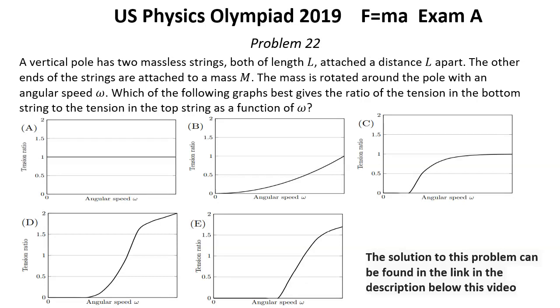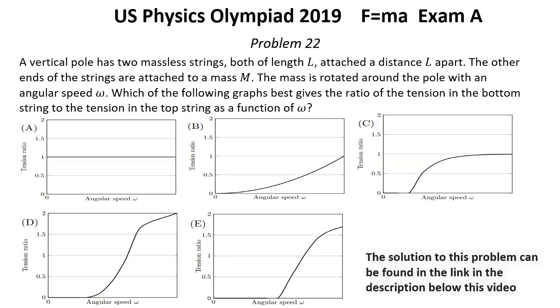Problem number 22. A vertical pole has two massless strings, both of length L, attached at distance L apart. The other ends of the strings are attached to a mass big M. The mass is rotated around the pole with an angular speed omega. Which of the following graphs best gives the ratio of the tension in the bottom string to the tension in the top string as a function of omega?